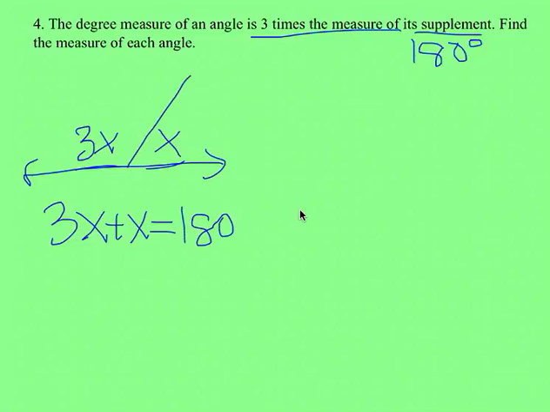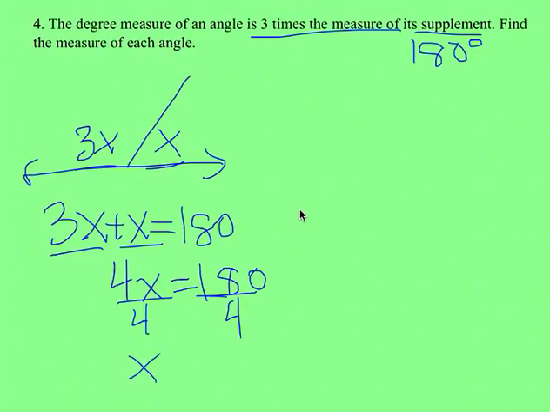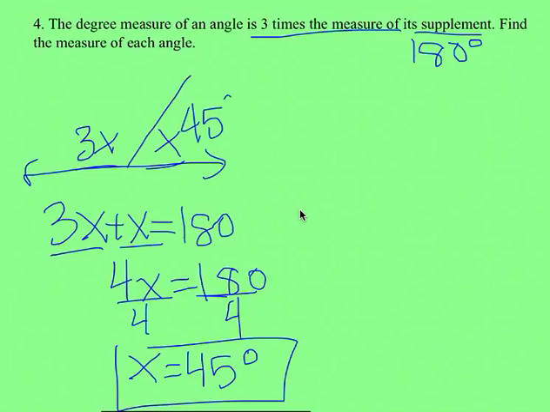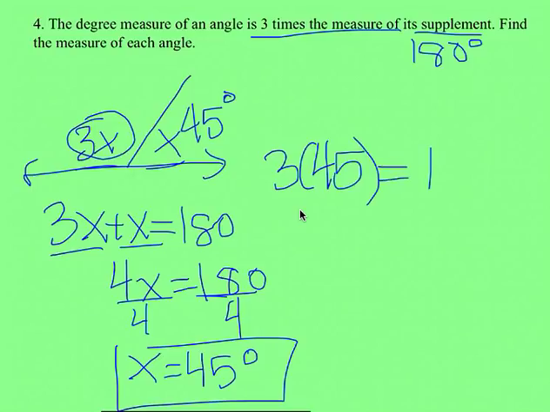So now I'm going to solve this for x. So 3x plus x is going to give me 4x. And that's going to be equal to 180. So then I'm going to divide both sides by 4. Okay. And when I do that, 180 divided by 4 is going to give me 45 degrees. So 45 degrees, that's going to be the measure of that smaller angle right here. Now it asks us to find the measure of both angles. So we need to find the measure of this angle as well, which means we need to take 3 times 45 to get the measure of that angle. And that's going to be 135 degrees. So that's the measure of our 2 angles.